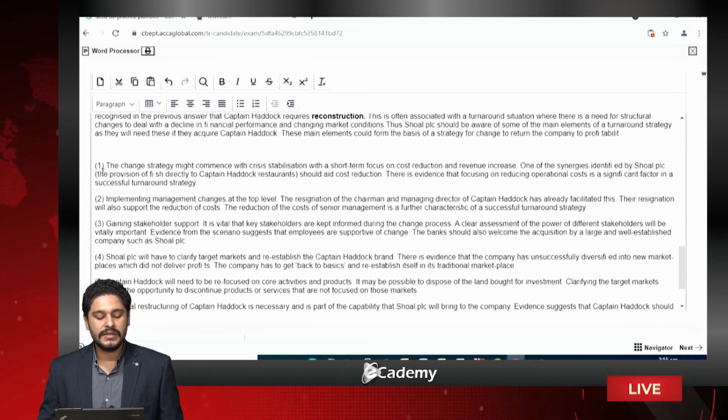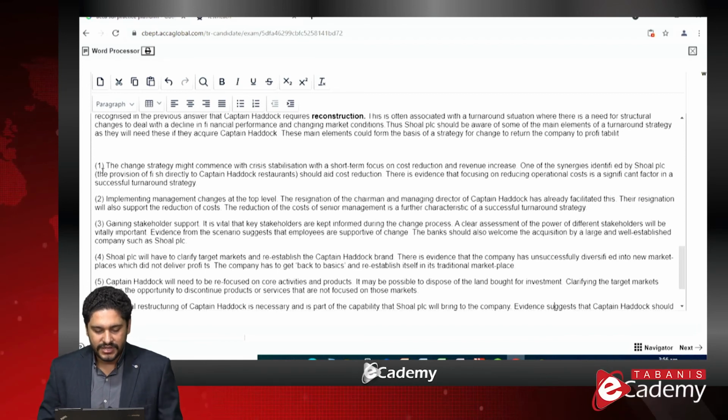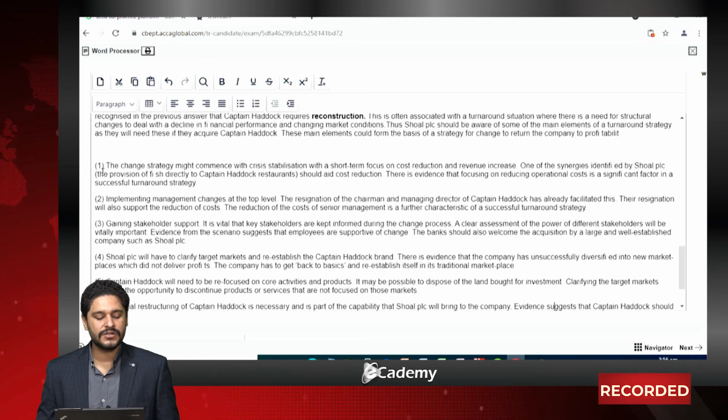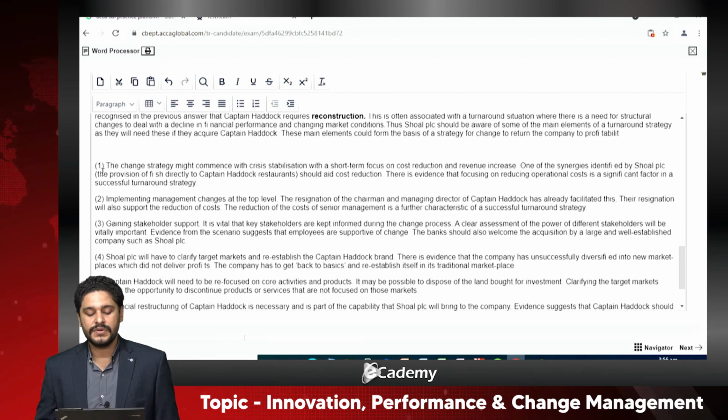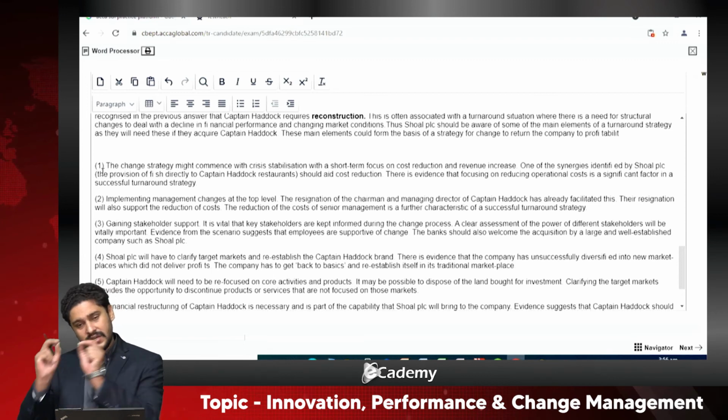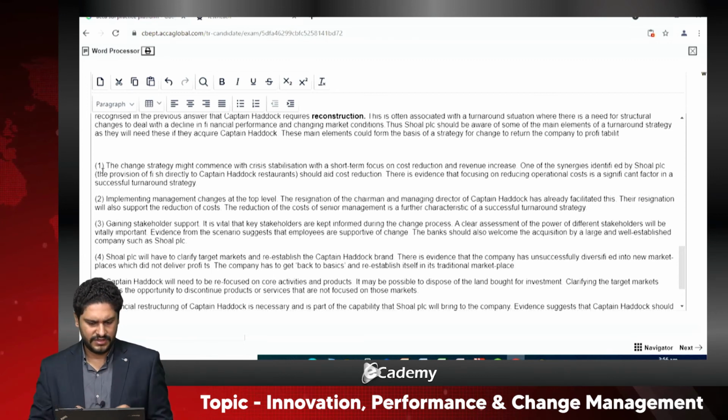The change strategy might commence with crisis stabilization, with a short-term focus on cost reduction and a revenue increase. One of the synergies identified by Shoal PLC, the provision of fish directly to Captain Haddock's restaurant, should aid the cost reduction. So this is something which I can relate to the situation. These marks are available if you can relate to the situation.